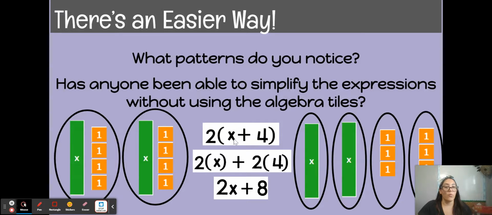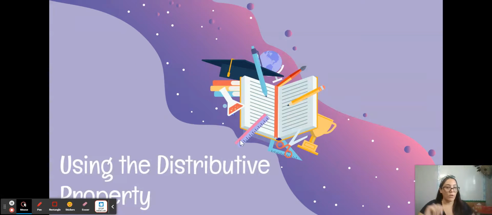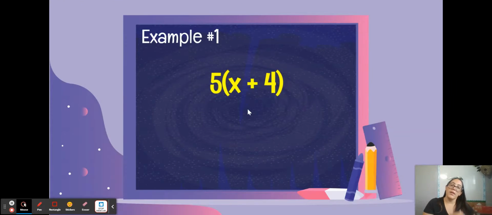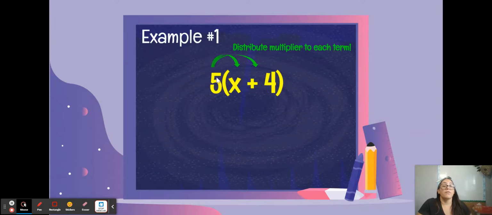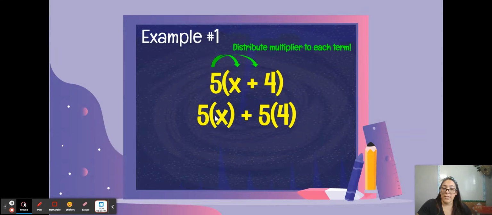Okay, let's give it a go. We're going in full algebra mode now. So taking away those algebra tiles, let's go for this. I'm going to first acknowledge my multiplier here and multiply each term inside these parentheses. I have to give to each term. So this would be 5 times x and 5 times 4, simplified to 5x plus 20.